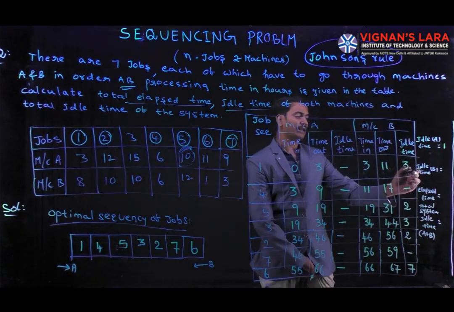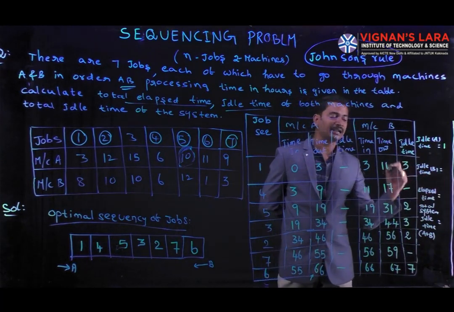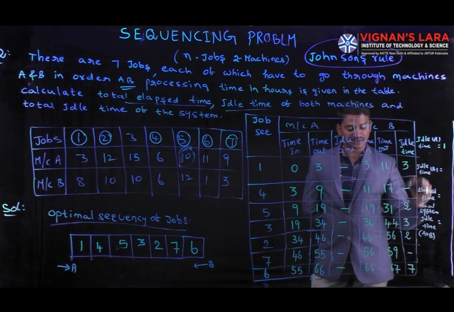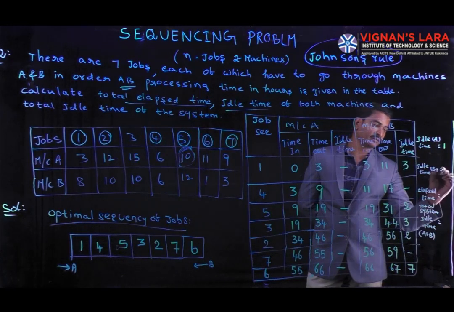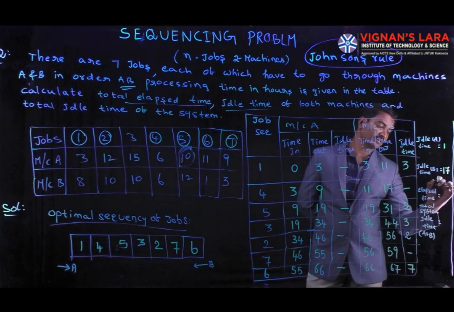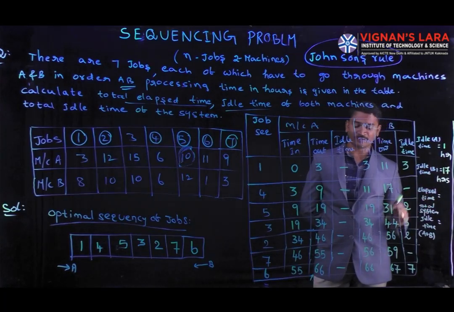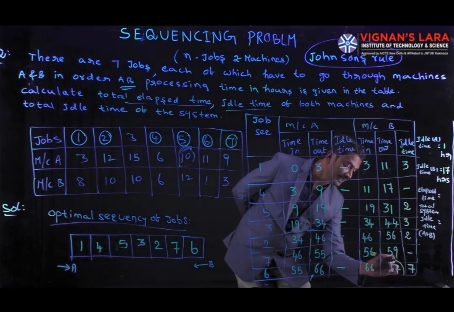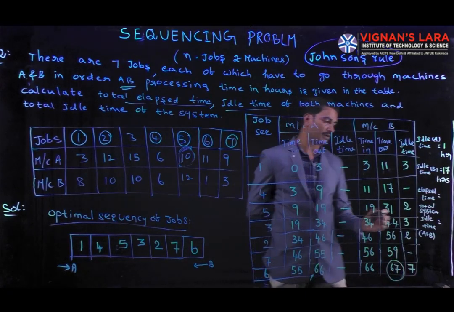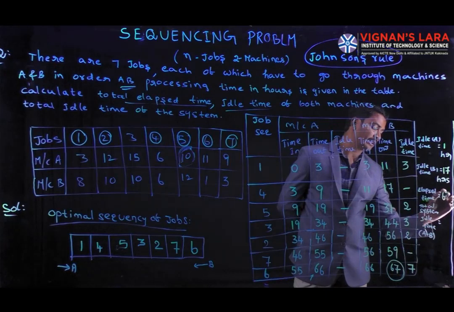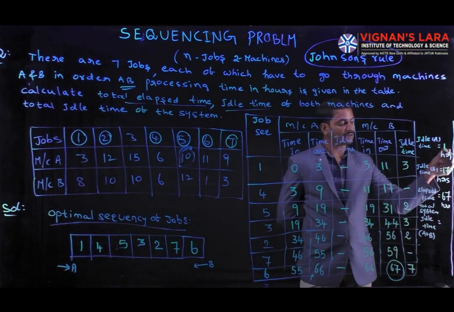Next, coming to the idle time of B. Here the sum of these idle times is called the idle time of B. So what is the sum? 3, 2, 5, 3, 8, 2, 10 and 17. Here 17. What are the units? 17 hours. This is 1 hour. Next, the elapsed time. What is the elapsed time? After completion of all jobs on all machines, we have one time that is called the elapsed time. That is 67 hours. Next, total system idle time means we are going to take the sum of these two.